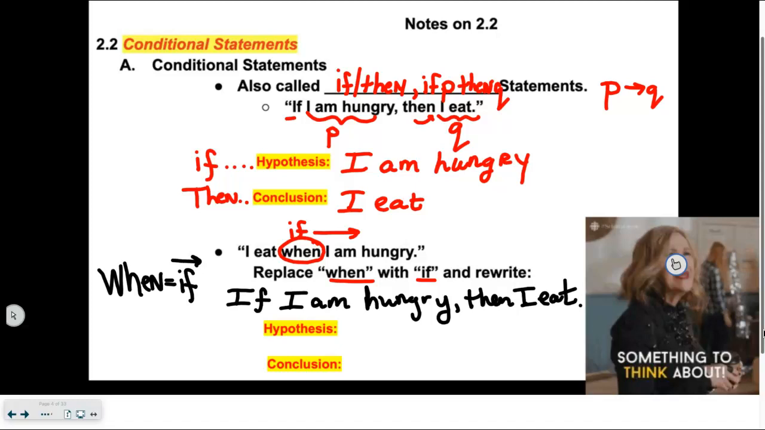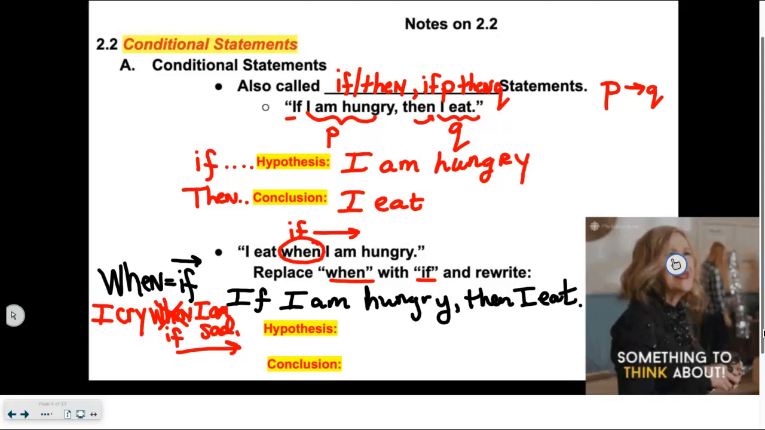I'm going to practice that one more time just to make sure you have it. So if I were to say, you don't need to write this down, just watch, or you could if you want to: I cry when I am sad. I don't see the word if on here. I cross off the when, I replace it with an if, and then I follow the if. So the conditional statement in if-then form would be if I am sad, then I cry. The sadness comes first, the crying comes second.